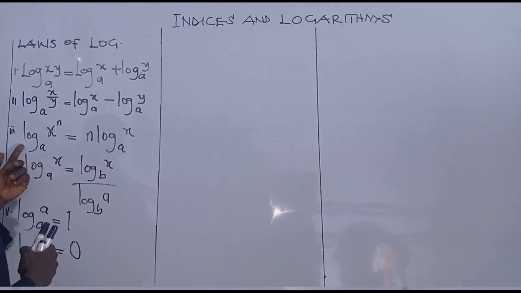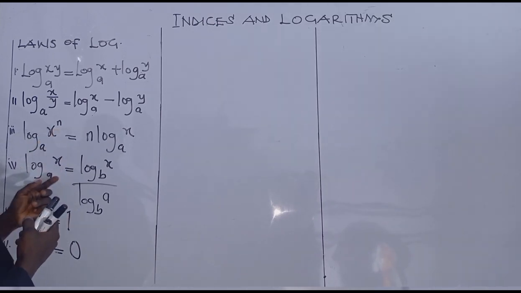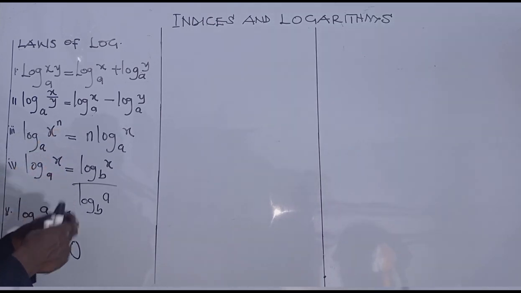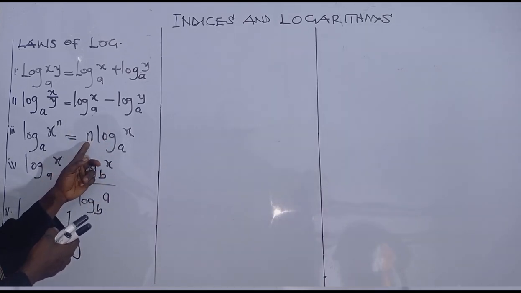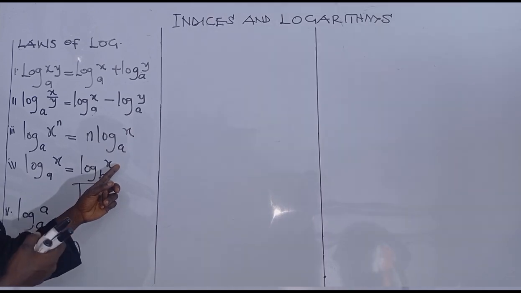Let's look at the third law. When you have the logarithm of x raised to the power n, where n is a number, all to the base of a, it is the same as multiplying the power by the logarithm of x to the base of a.